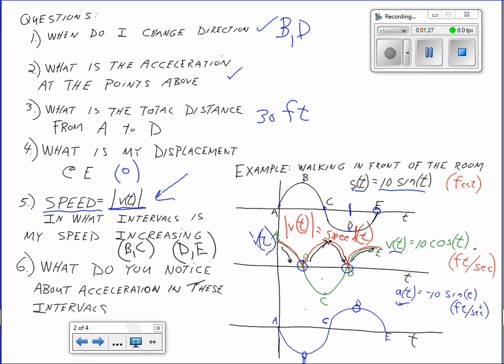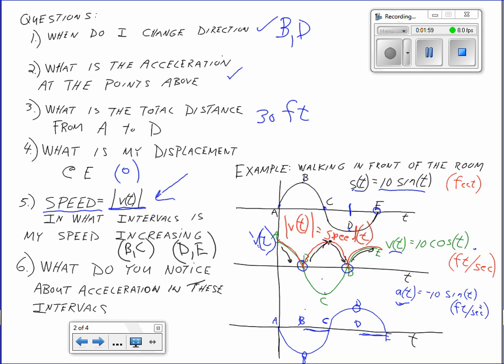So we found out where the particle is speeding up. Well, it's speeding up from B to C, and I'll do it down here because I'm going to answer that. From B to C, it's speeding up, right? This is B. And then here's D on the timeline, right? This is time. So from B to C, it's speeding up. It's also speeding up from D to E. I say, what do you notice about acceleration in these intervals?